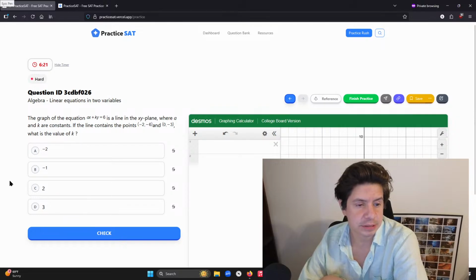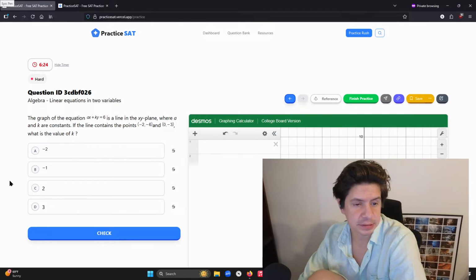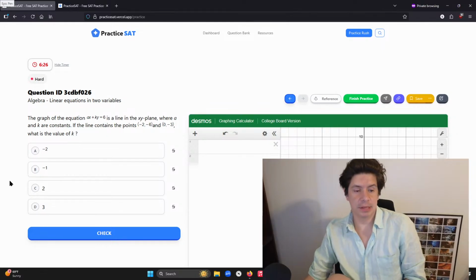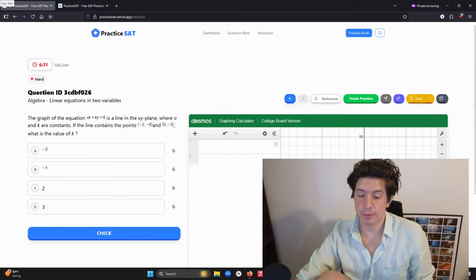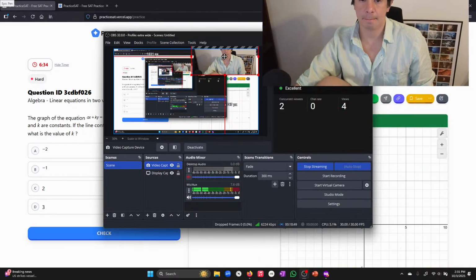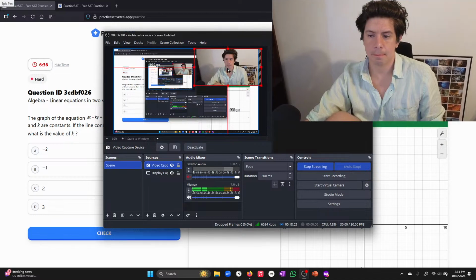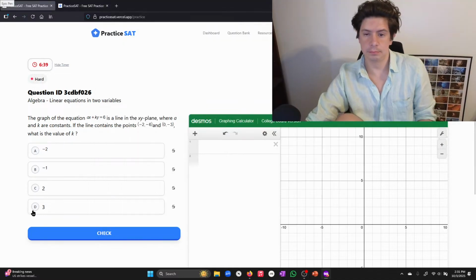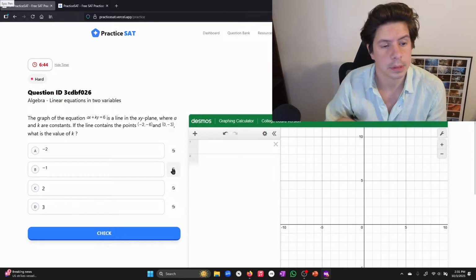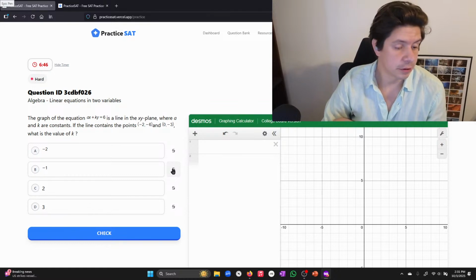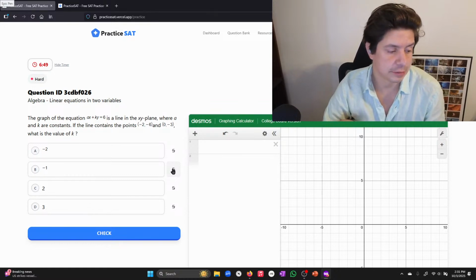The graph of the equation ax plus ky equals 6 is a line in the xy-plane, where a and k are constants. If the line contains the points (-2, -6) and (0, -3), what is the value of k?